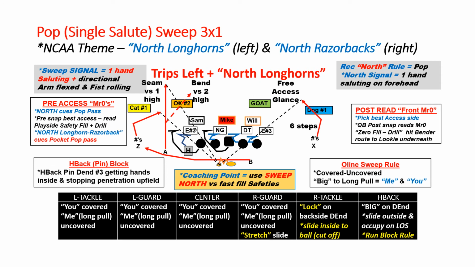You can run this out of 3x1 and then it becomes the pop to the front side. Again, sweep action. Again, if he has free access, it can always come back to the glance. If not, we'll do the 1-2 progression, and now we add the back as a check down for a third receiver there to the front side.